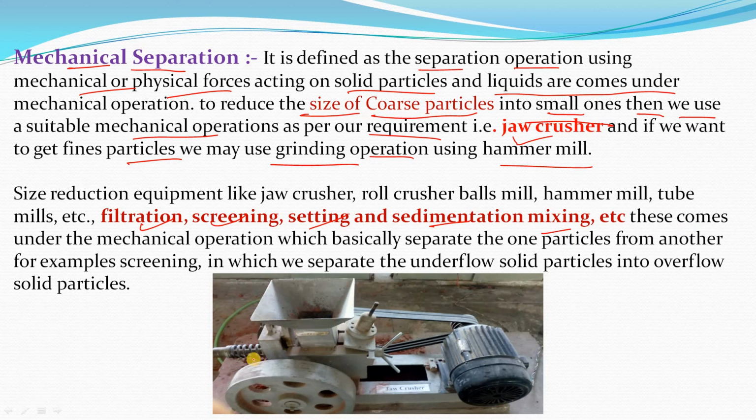And listen, this is a jaw crusher in a laboratory. This is the motor, which connects from this side, which is not visible right now. This is a hopper where we feed the coarse particles, and from this side we get the fine or reduced particles. There are rollers; one is fixed and the other is movable. With the help of this motor, one roller is movable and the other one is fixed.